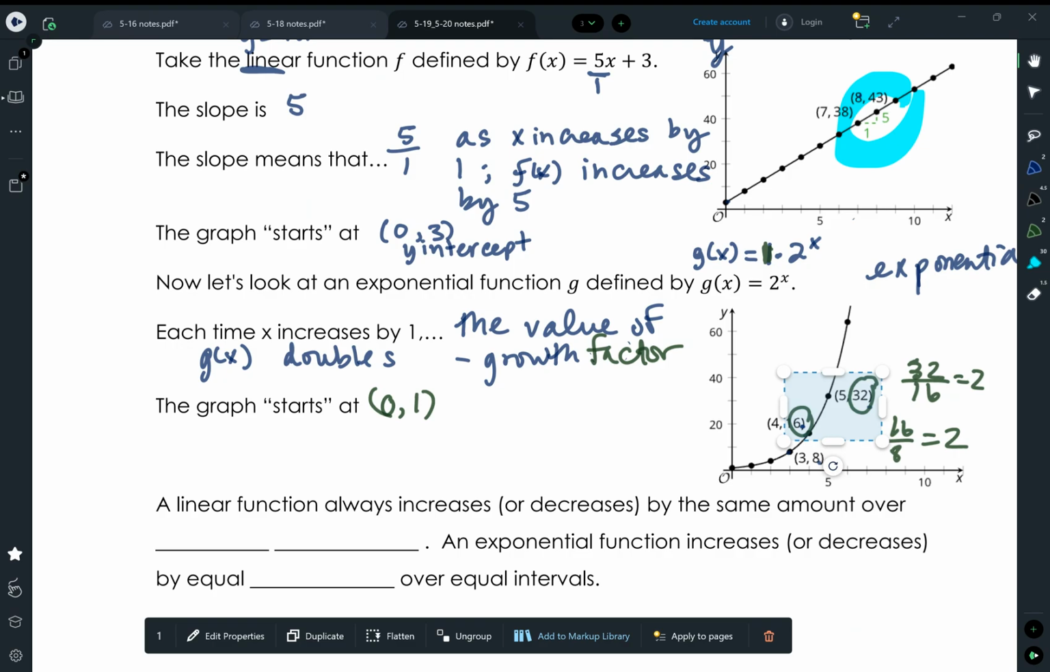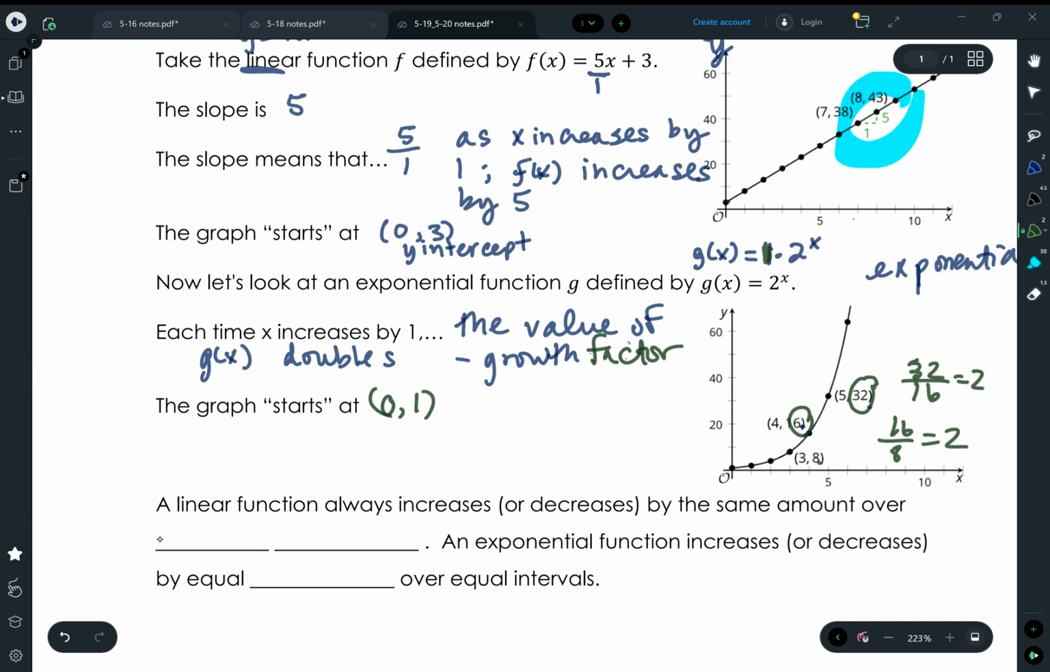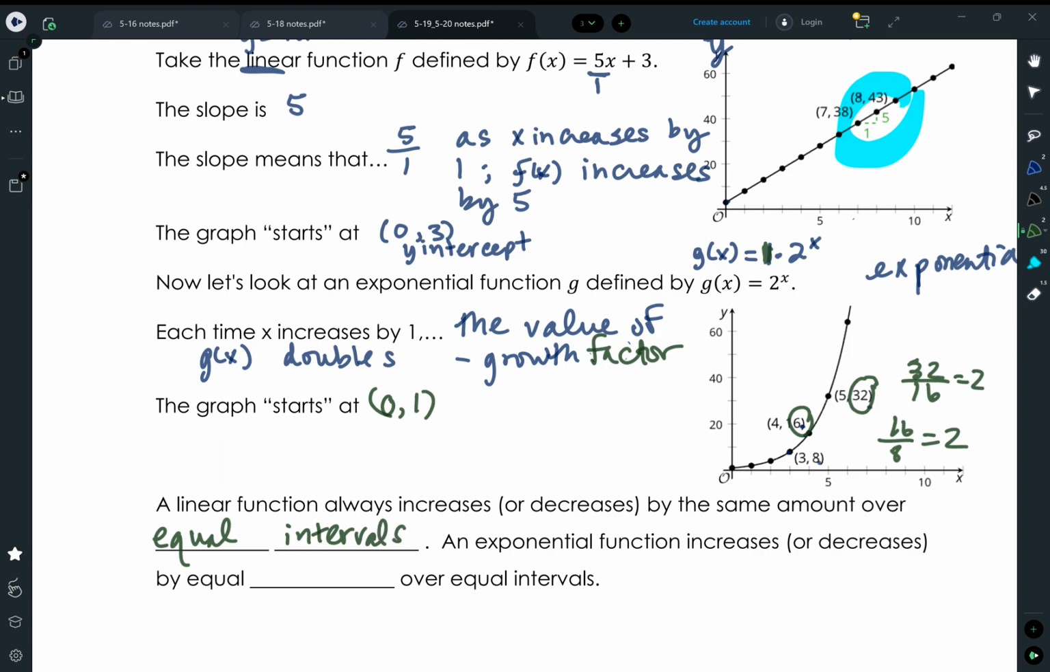So now we're filling this out at the bottom. So a linear function always increases or decreases by the same amount over equal intervals. And with linear, we're thinking like add or subtract, right? We're adding an amount over and over again or subtracting an amount. So increases or decreases, but I really want to write like plus or minus. An exponential function increases or decreases by equal factors. So we're multiplying or dividing by something here. And really, when we divide, we're multiplying by a fraction, right? If I'm dividing by 4, I'm really multiplying by 1/4.